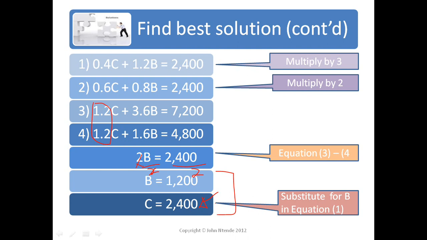And so that is our best solution. That is our optimal solution. So we've answered the question. So we need to make 1,200 units of B, of bread, and 2,400 units of cake in order to maximize the contribution, subject to the constraints which we were given.